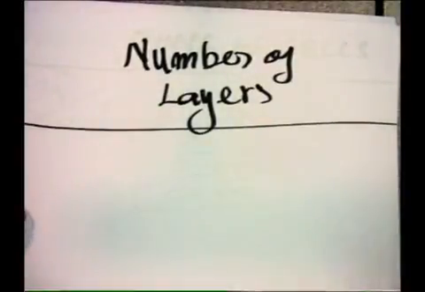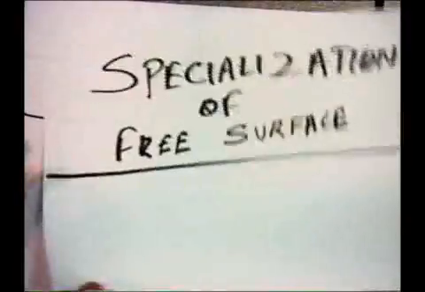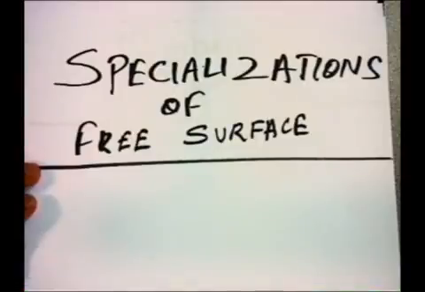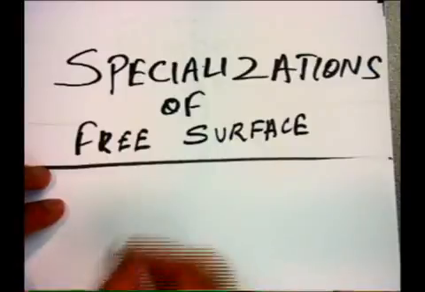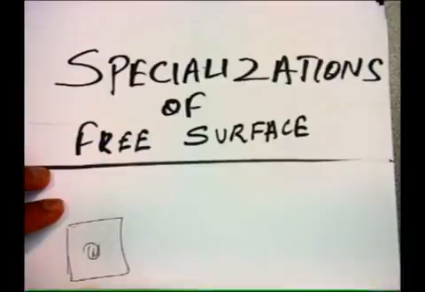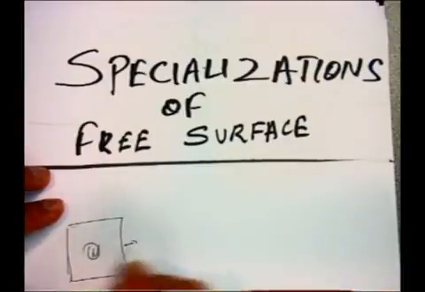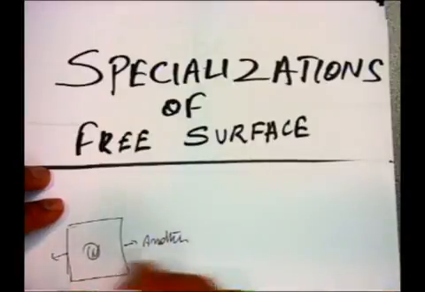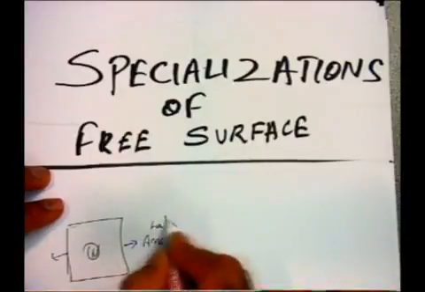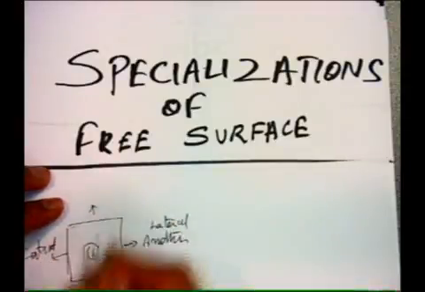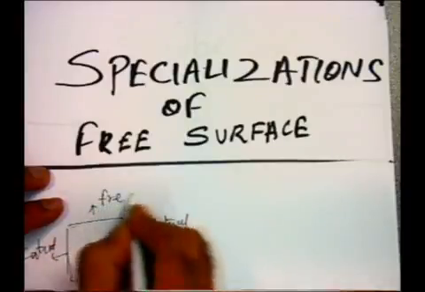And the next one is specialization of free surface. Specializations of free surface. What do you mean by free surface? The free surface is like if you have a normal cell with the nucleus and cell membrane, and this side is attached to another cell, correct? Another cell. This is called the lateral attachment. This is lateral. This is at the top. You can say the free surface.